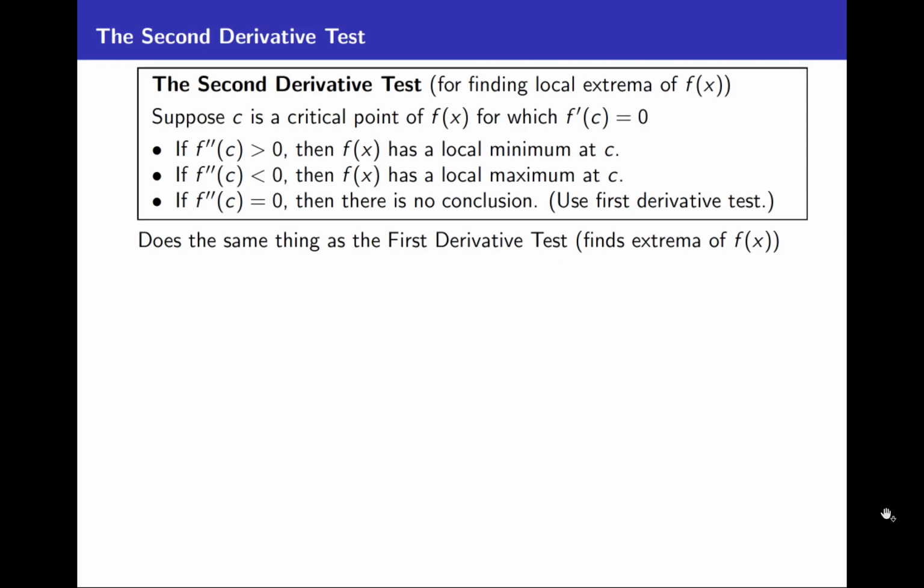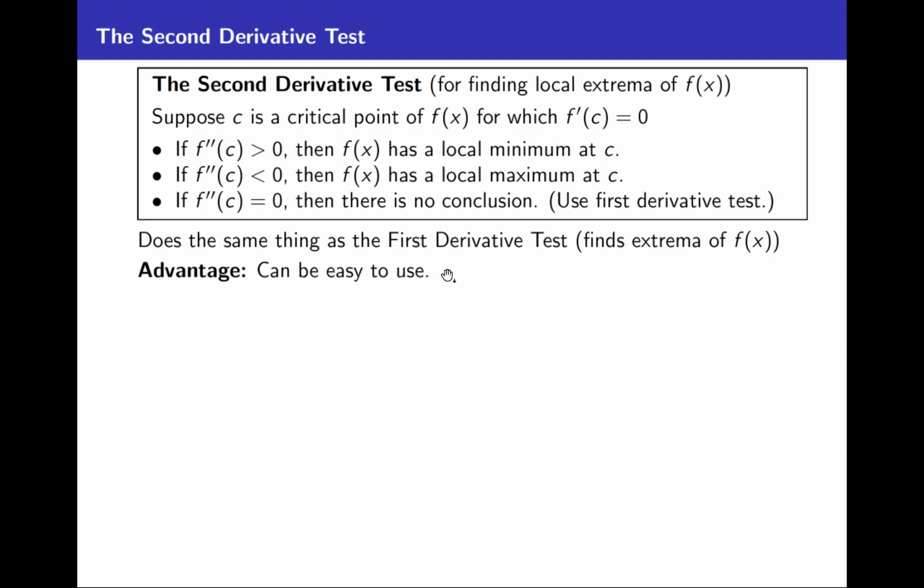So I've restated the second derivative test up here. I want to emphasize that this test accomplishes the same goal as the first derivative test. It finds extrema for f of x. And I'll be honest with you, you actually don't need the second derivative test, because the first derivative test will always work, and you can always use the first derivative test.